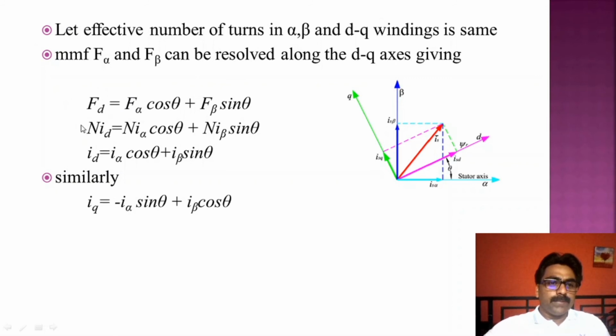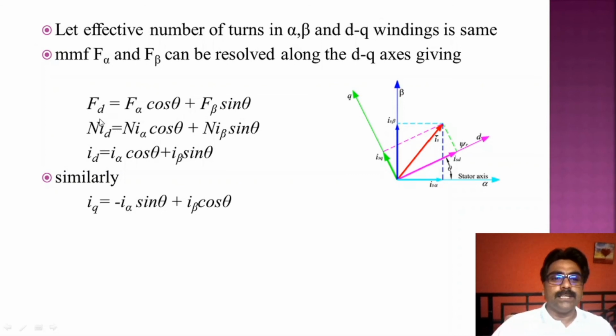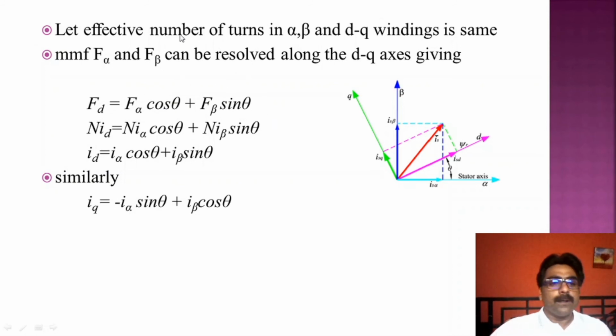Here this is MMF, which is rewritten as n into I, the number of turns into the current in the direct axis. You know why we are writing cos theta and sin theta, so I am not going into it. Therefore, by cancelling out the common terms, you will get ID is equal to I alpha cos theta plus I beta sin theta. It's clear. In the same way you can write the quadrature axis current: IQ is equal to minus I alpha sin theta plus I beta cos theta.